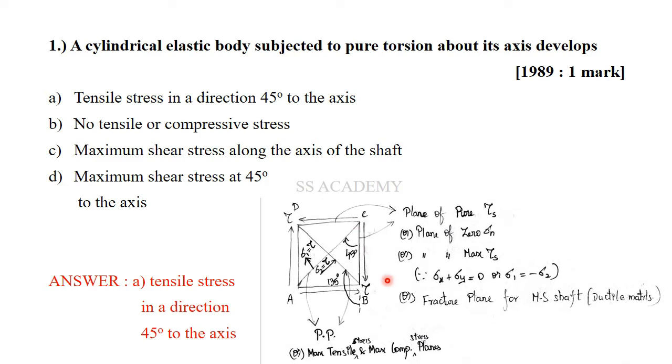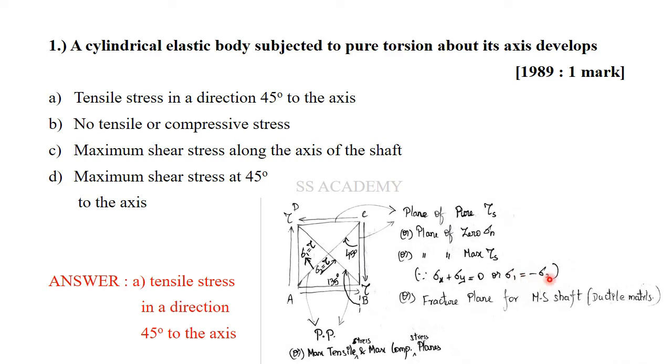Due to this torsion, we can have tensile stress and shear stress. These two are called planes of pure shear, or planes of zero normal stress, or planes of maximum shear stress. As you can see, these are concepts under principal stress. We can see that sigma x plus sigma y is equal to 0. There is no normal stress here, but due to this pure torsion, we are having tensile stress and compressive stress, which sum up to be 0.